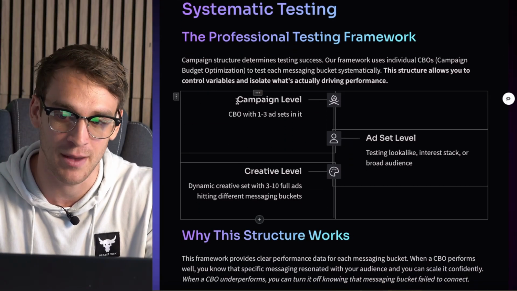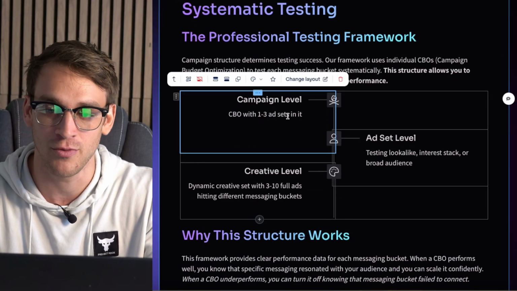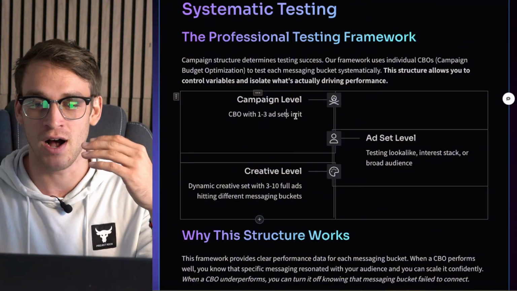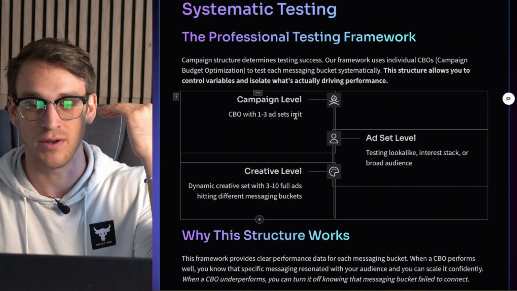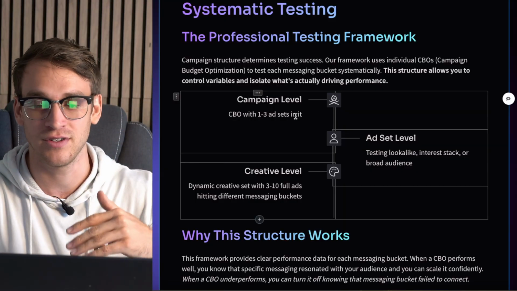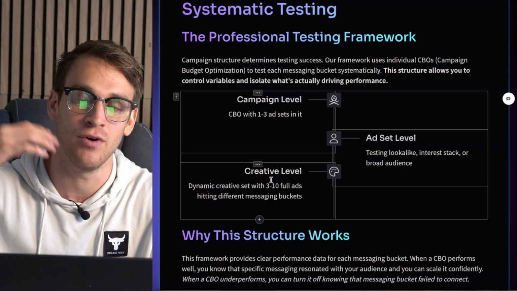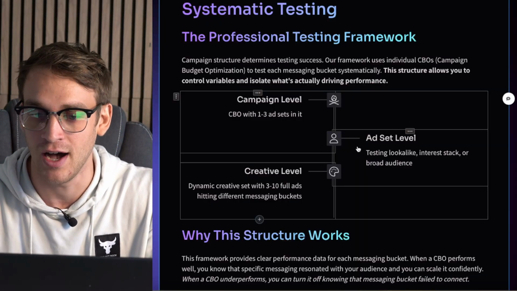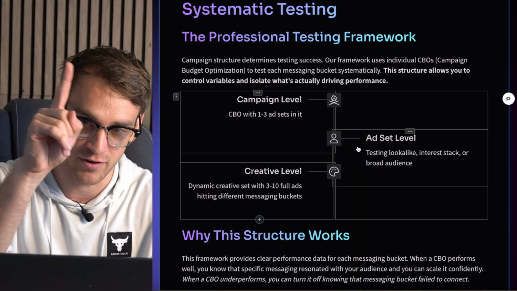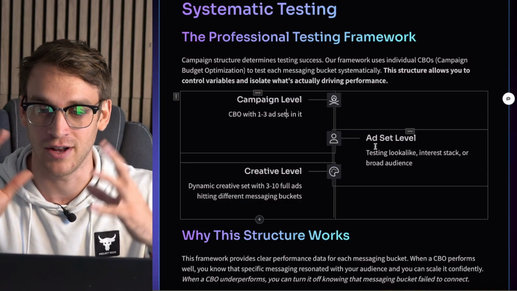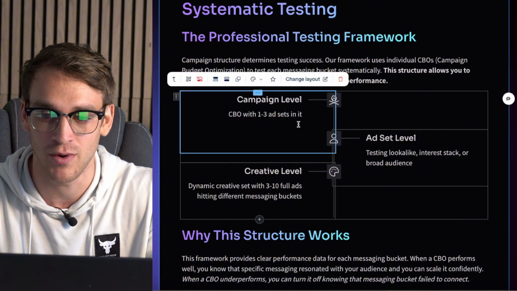So what we do on the campaign level is we have a CBO with 1 to 3 ad sets in it. I'm not going to go into too much detail here, but usually it's broad. We're testing between broad, lookalike, and cold interest stacks or something like that. Any combination of those, depending on the spend level and the ad account and the history and all that stuff. I have a full video breakdown if you click over here somewhere that will basically show you that whole structure and everything and how to target and all that. But basically we run a CBO with 1 to 3 ad sets in it.